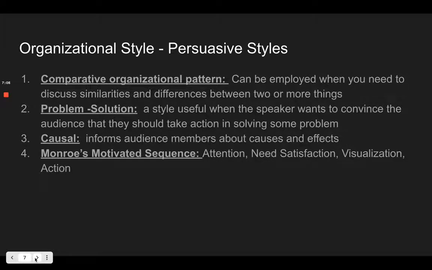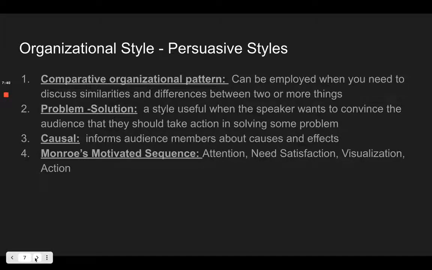So for persuasive speeches, you would take a slightly different approach in organization. A comparative organizational pattern can be employed when you need to discuss similarities and differences between two or more things and talk about why one might be better than the other. A problem solution is where you state the problem that may be facing people, and then you say this is what you can do to take action and solve that problem. Causal informs the audience about cause and effects. And Monroe's motivated sequence is one I think that we see most often in the real world.